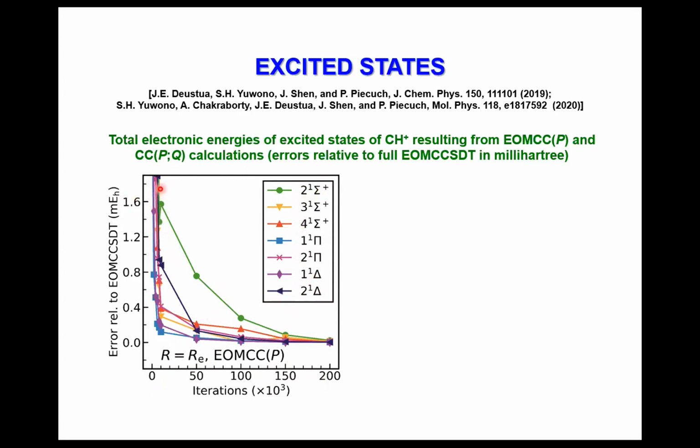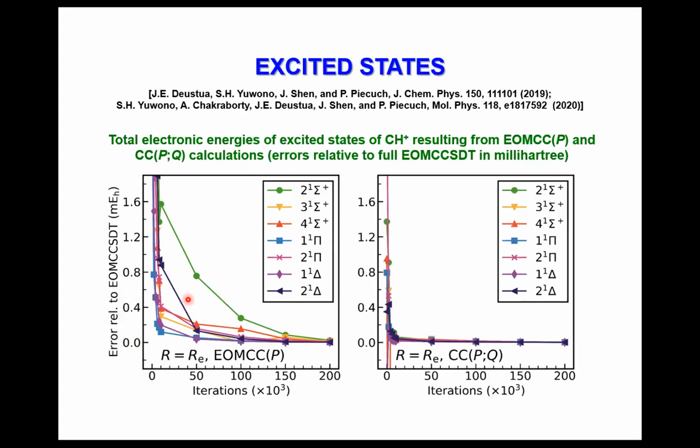And here you can see the pretty good convergence toward EOMCCSDT, even without the moment correction. Please look at the energy scale. It's in millihartree. When we add the corrections due to the missing triples, our convergence is pretty much instantaneous.